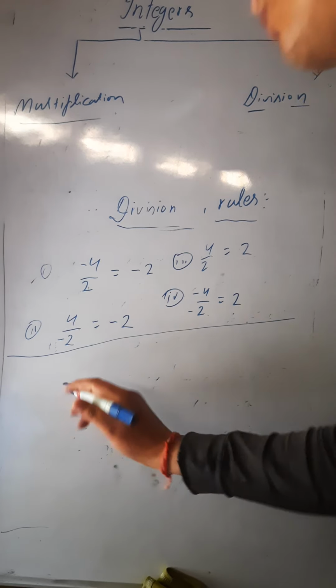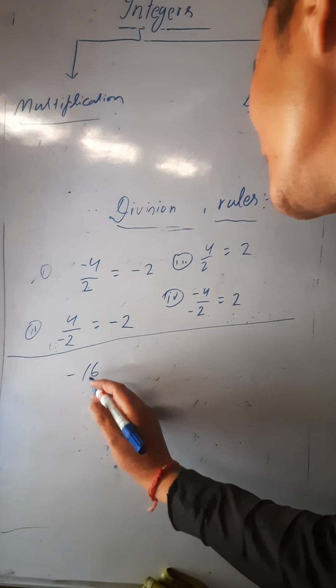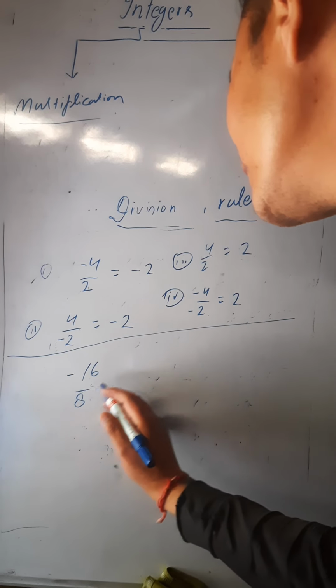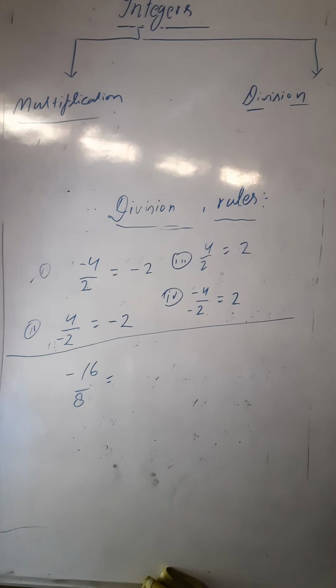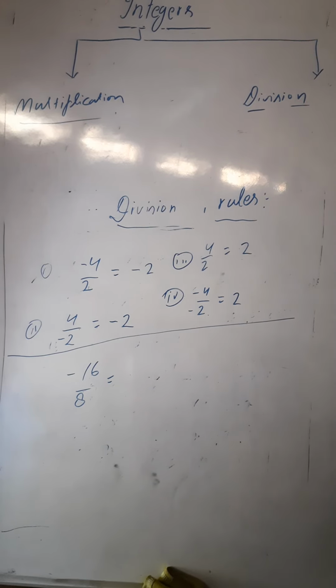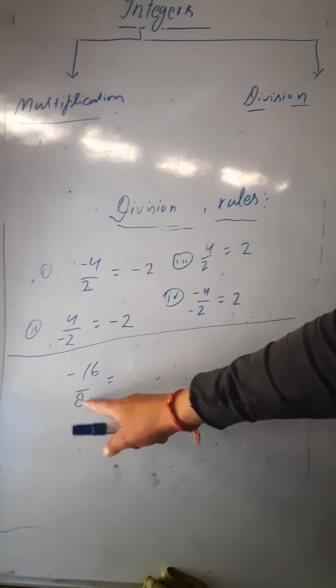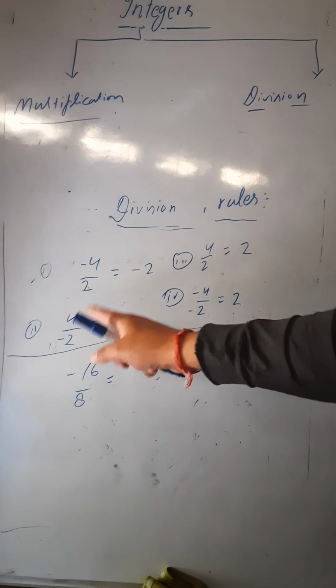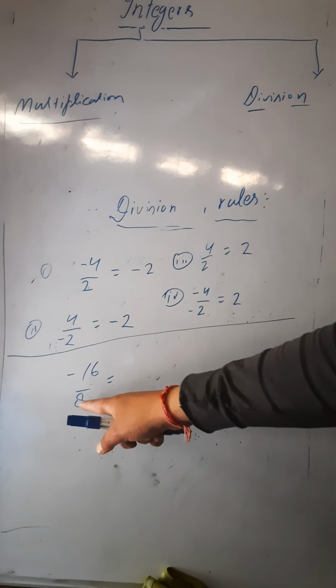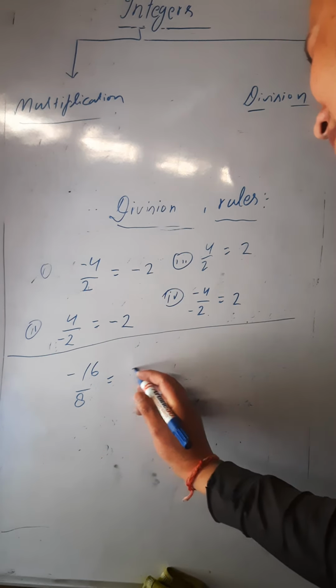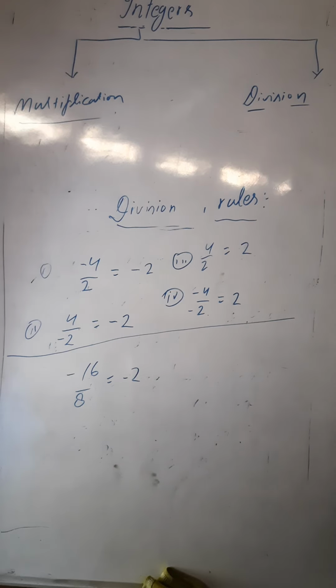So the first one is minus 16 by 8. Can you solve this? Yes. So which rule will work here? Rule number one, because the numerator is negative and the denominator is positive. So if this is so, the answer is negative. So 8 2s are 16. So the answer will be minus 2.